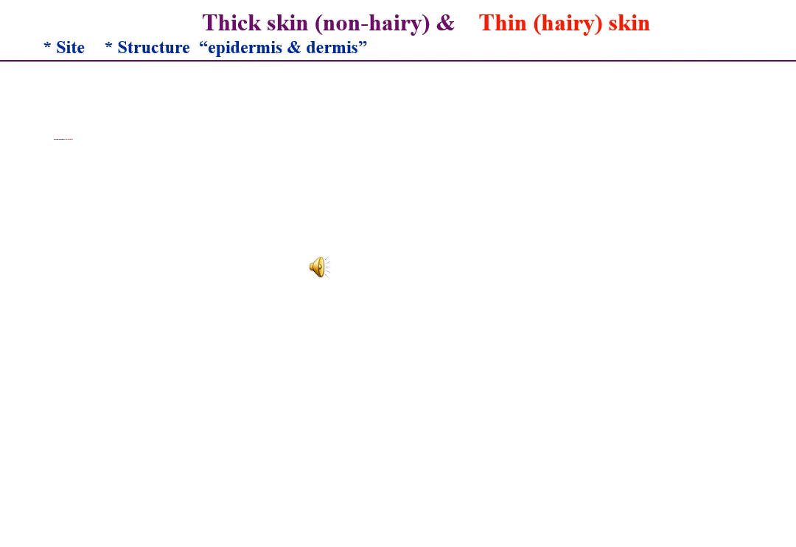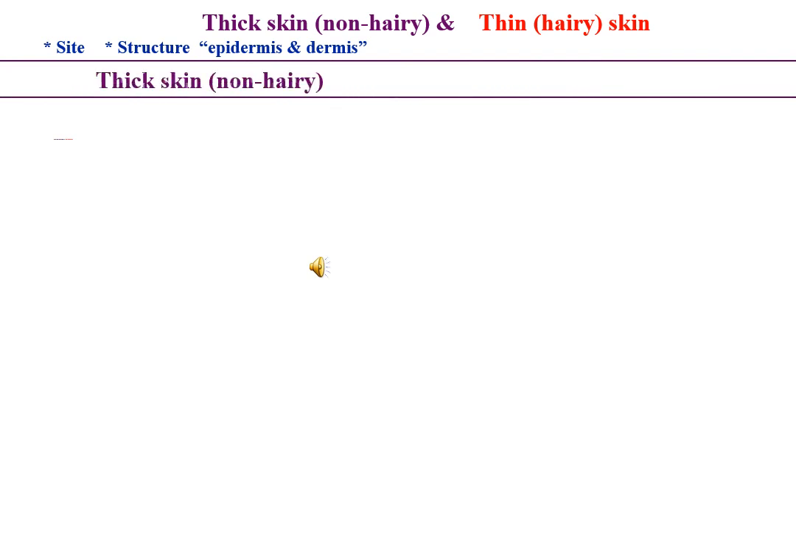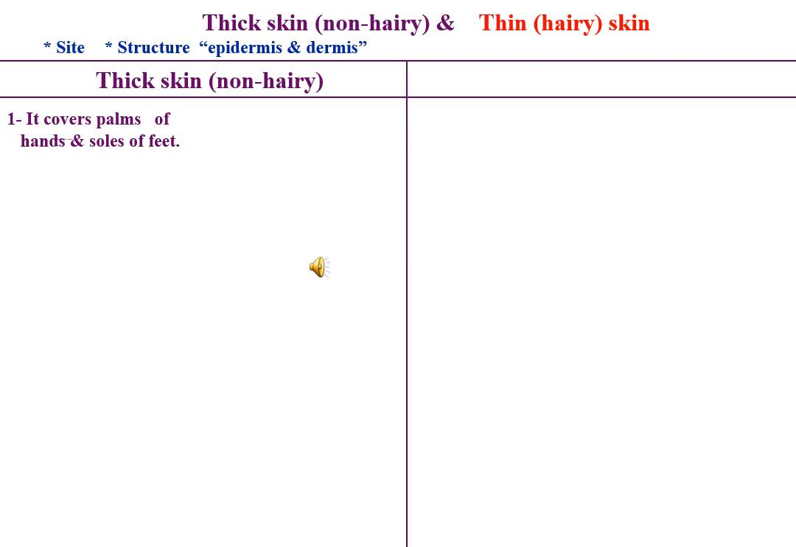Comparison between thick or non-hairy skin and thin or hairy skin. For easy remembering of the differences between the two types of skin, we have to consider the site, then the structure of the epidermis, and the structure of the dermis. Site: thick skin covers the palms of hands and soles of feet, while thin skin covers the rest of the body surface. Structure of the epidermis.